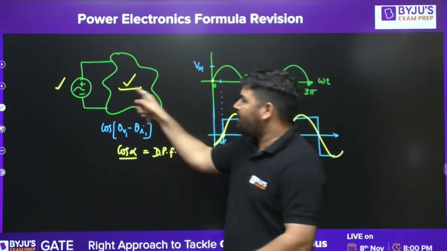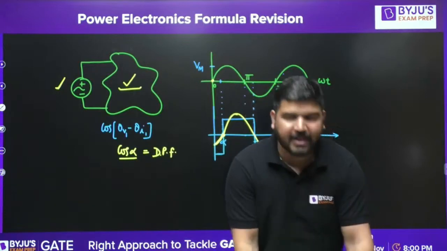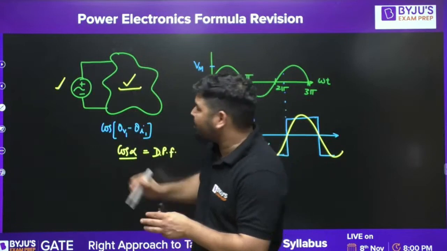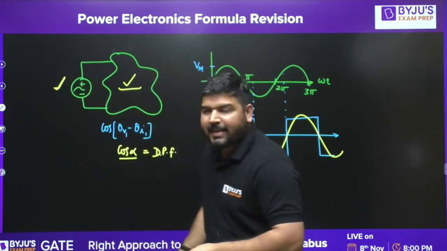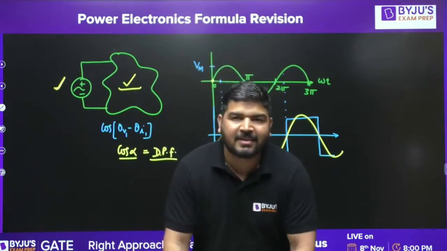It has no thyristor component or diode component. It does not have any non-linear elements. If the network is linear and the source is a pure sine wave, then this displacement power factor will be equal to the true power factor.